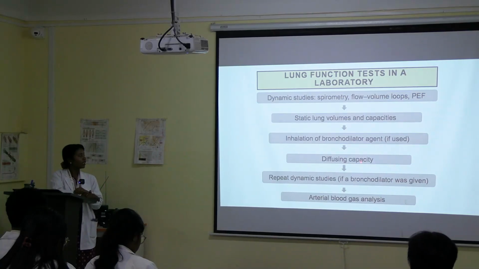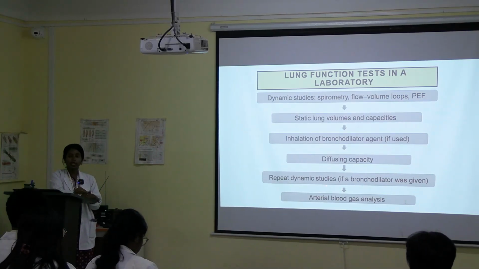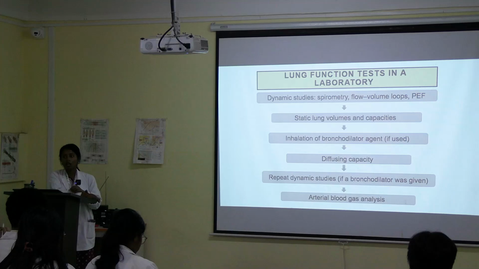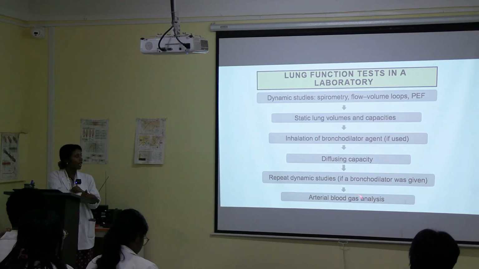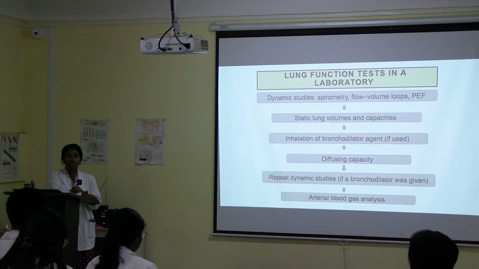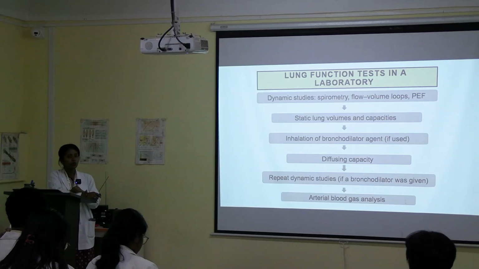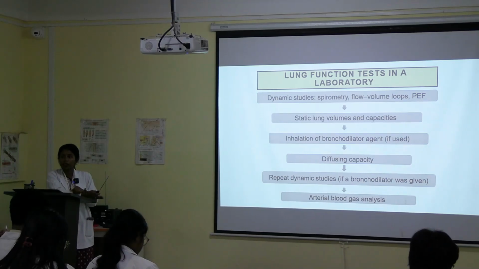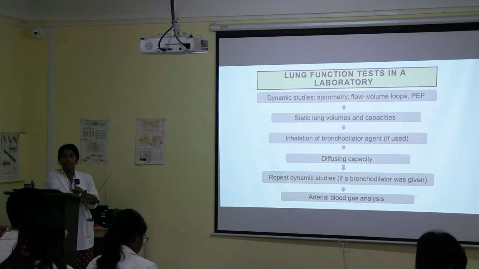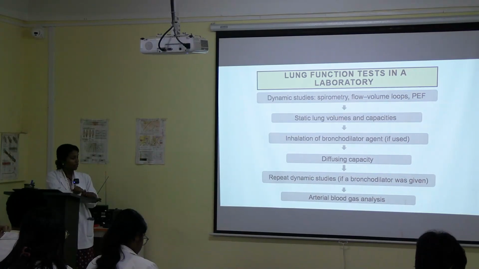Then after doing all this, we will repeat the dynamic studies again, okay. So if a bronchodilator was given, it should now improve the performance, okay. Then at last we will be doing the arterial blood gas analysis. So first we will go with the volumes. If nothing is found, then we will go to the diffusing capacity, okay. Then bronchodilators also will be used, and again we repeat the test, okay. Then last will be arterial blood gas analysis, okay, last.